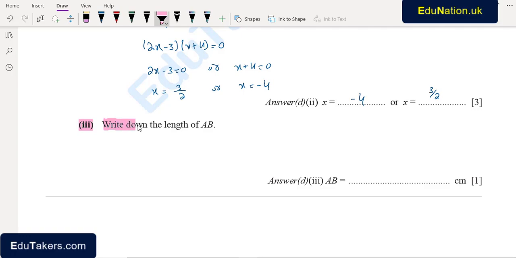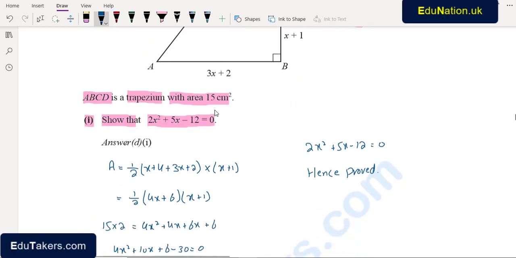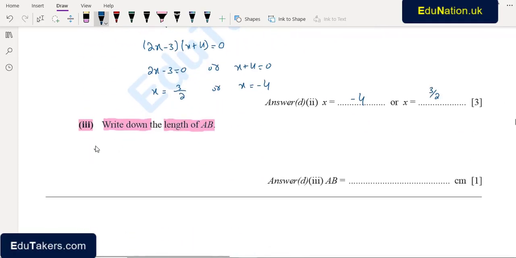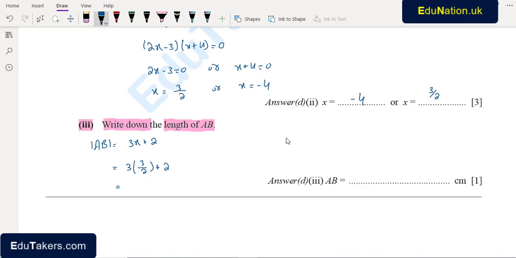Part 3 is: write down the length of AB. AB is 3x + 2. Using the positive root, this will be 3 times 3 over 2, plus 2, which is 6.5. The length of AB is 6.5 centimeters.